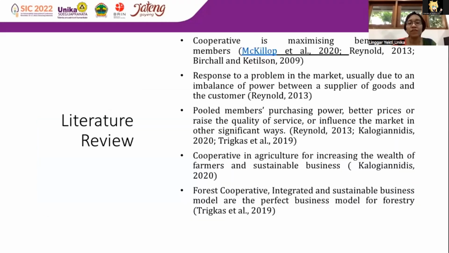This study gathered some previous studies and found that cooperative is the most suitable source and business model for forest farmers. Cooperative maximizes benefit for its members. It also responds to a problem in the market, usually due to an imbalance of power between the supplier of goods and the customer. Moreover, cooperatives in agriculture increase the wealth of farmers and can increase sustainable business. In addition to forest cooperatives, we will need an integrated and sustainable business model, which is the perfect business model for forestry.